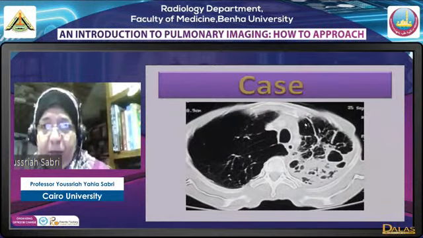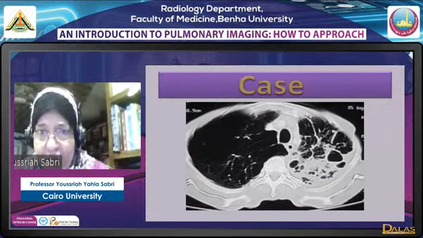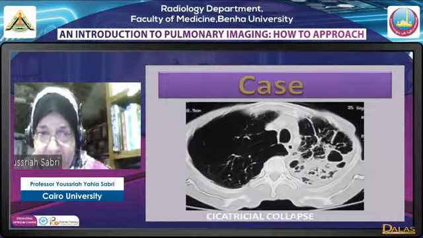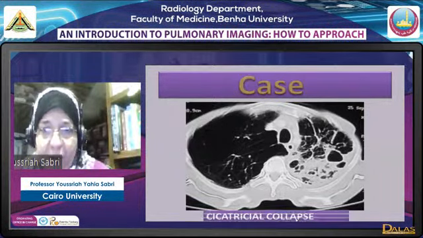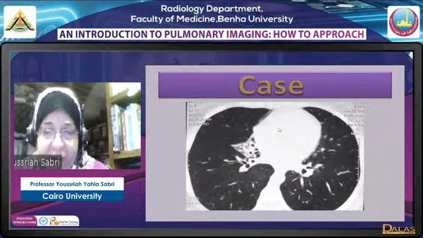Now coming again to this appearance of cicatrization in the upper lobe with shift of the mediastinum, and this is cicatricial collapse of the upper lobe on the left side.